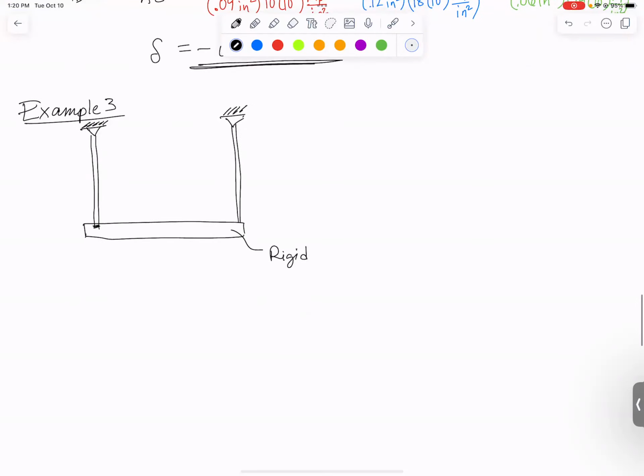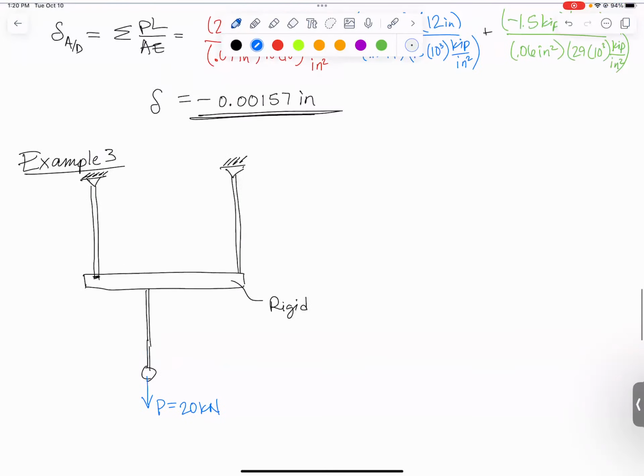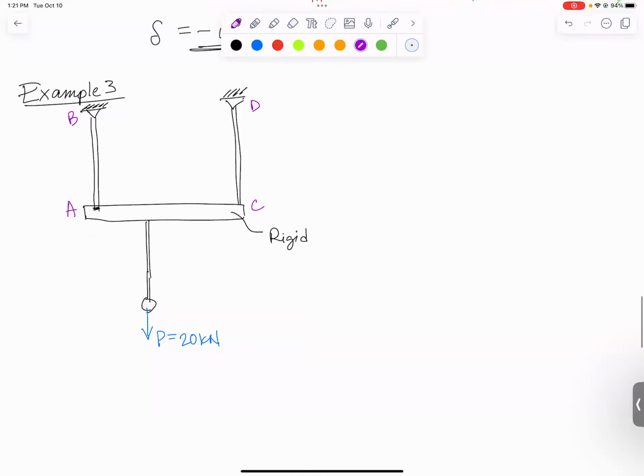And then off center, it's got another wire down here. And at the bottom of it, there's some kind of a ring, and it is being pulled down on by a force of P equals 20 kilonewtons. And let's put some letters on here. We've got A and B for the wire on the left, C and D for the wire on the right, and E and F for the wire that's down below.